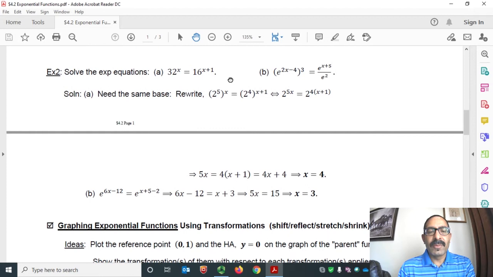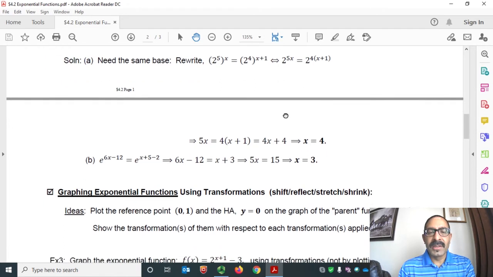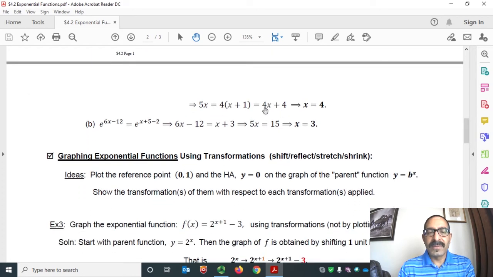And then next, by the uniqueness property, if you have two exponential functions equal with equal base, then we can equate the exponents. So by the uniqueness property, simply the exponent 5x equals the exponent 4 times (x plus 1). Awesome. Now this looks like an algebraic equation. Let's solve for x. So first distribute, 4x plus 4, then subtract 4x from both sides, then 5x minus 4x gives you x equals 4. So we found the answer, x equals 4. Great. Now let's move on.